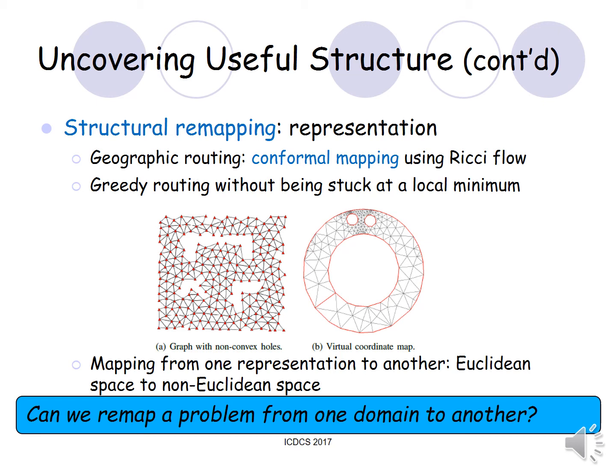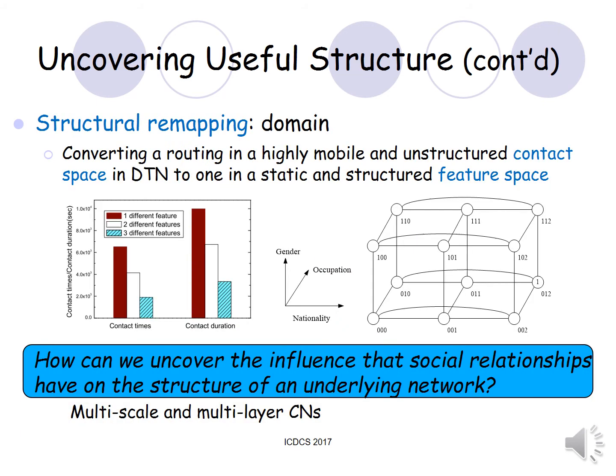One classic example in electrical engineering is the FFT. But I want to show you another example, called structure remapping through mapping a different domain. One challenge in mobile network routing, like DTN, is that the mobility is highly unstructured. So we have an unstructured mobile contact space in DTN. Now we try to map it to another domain, which is static and structured. This space we call the feature space.